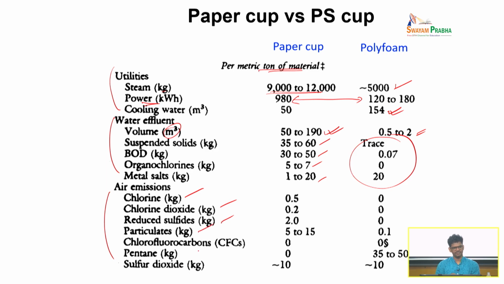If you think about air emission, then we are talking about chlorine, chlorine dioxide, sulfides, particulates, a lot of things, pentane, etc. You can see that pentane is the one that gives a lot of emission because of the blowing agent, and similarly sulfur dioxide is also comparable, but all the other ones, the chlorine emission and others, are quite less.